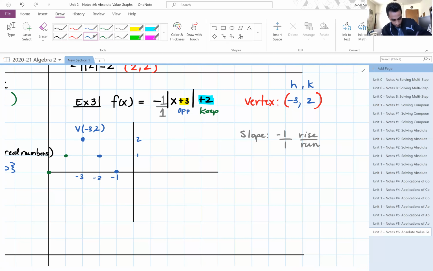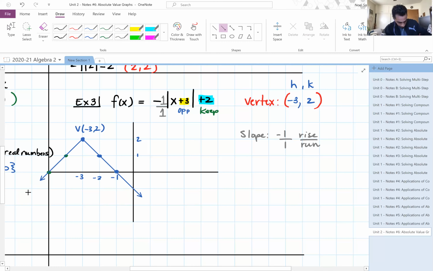Okay. So now let's graph. We start from the vertex, connect through the points. Why does it do this? Right there. And then the next side, from the vertex through the points. Make it match. Okay. Easy stuff, right? Not bad.